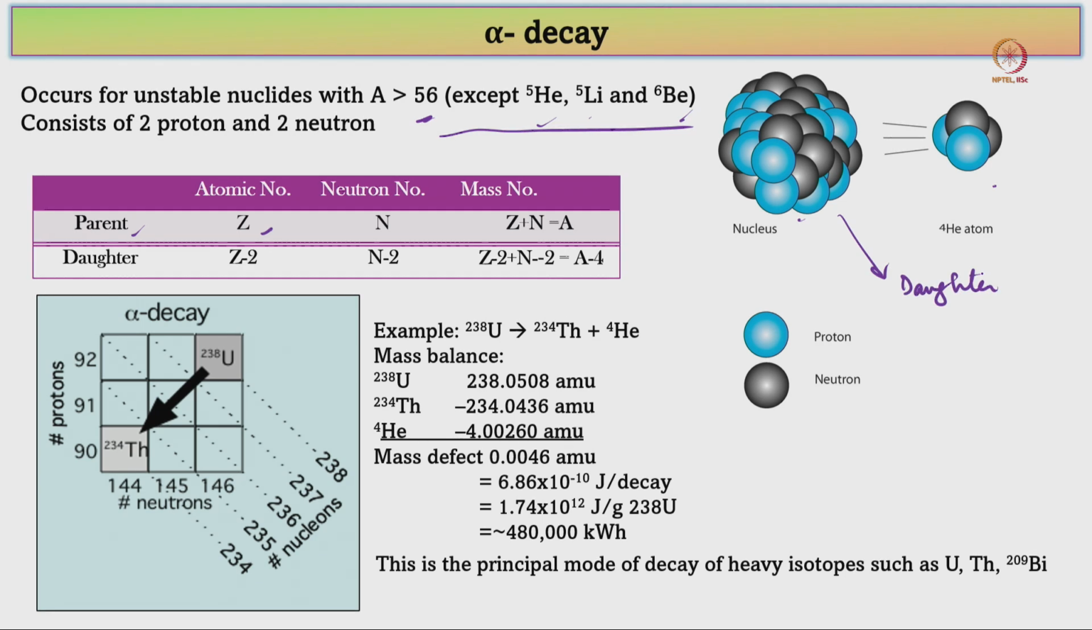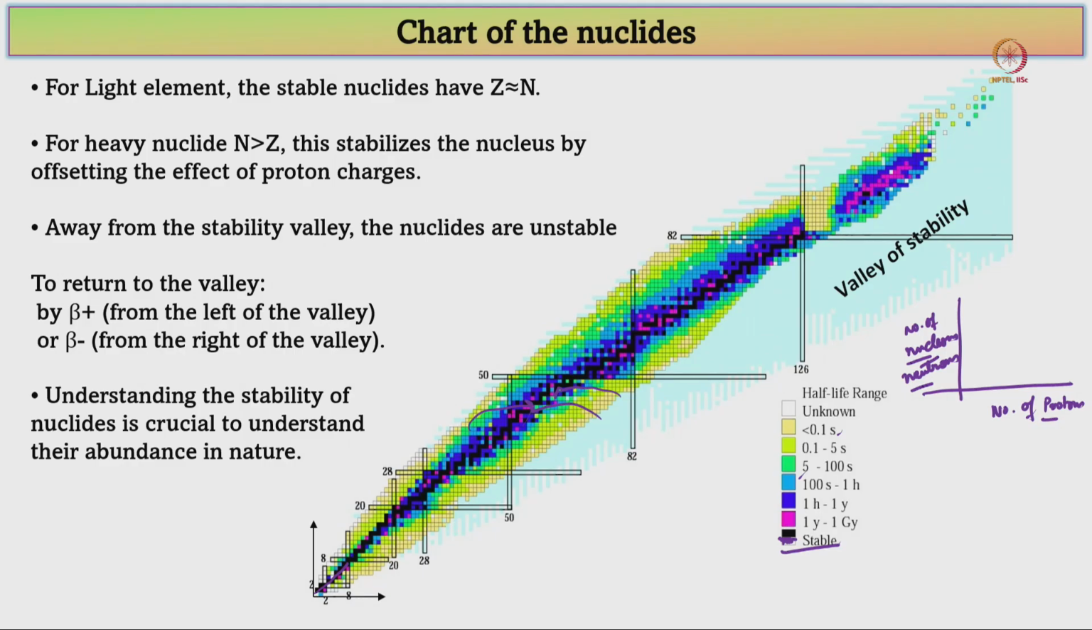Okay. So, that daughter atom will have atomic number Z minus 2 and the neutron number will also decrease by 2. So, the mass number will totally differ by 4, right. So, in this stability diagram, both in this axis and this axis they are coming down.